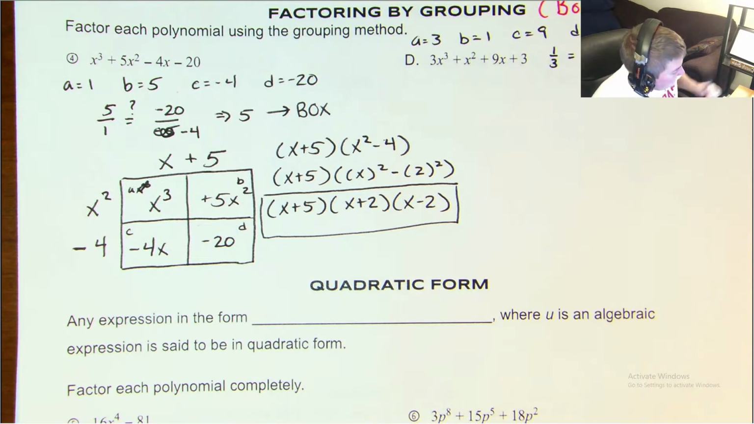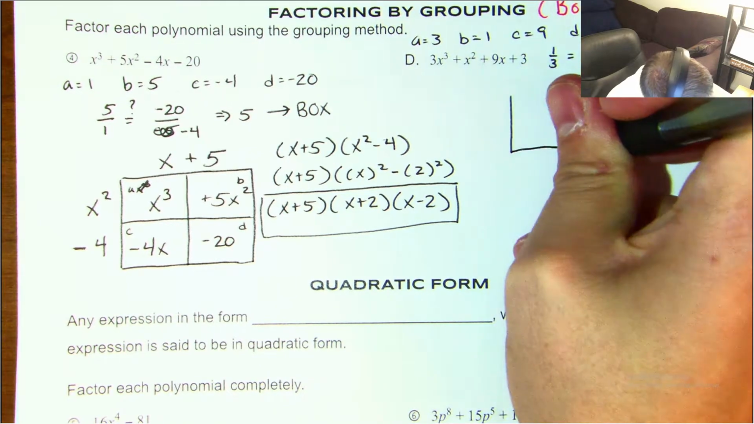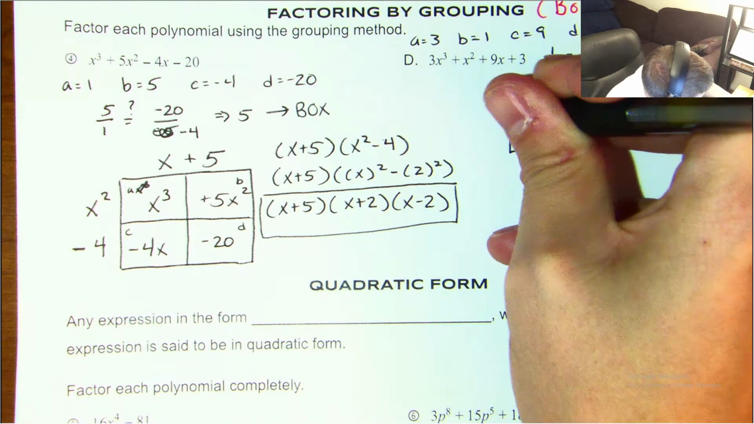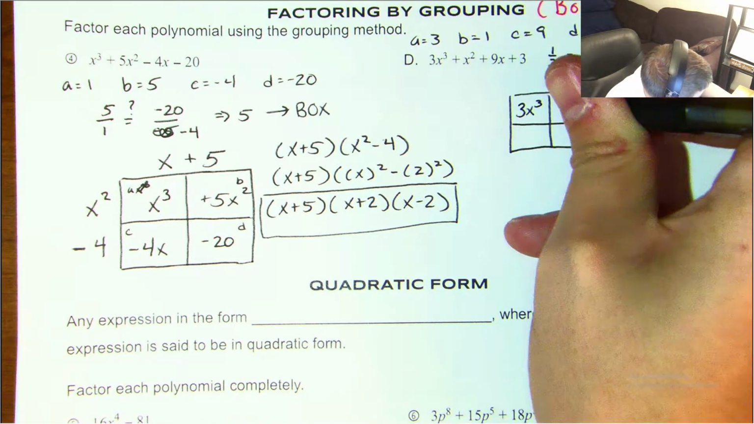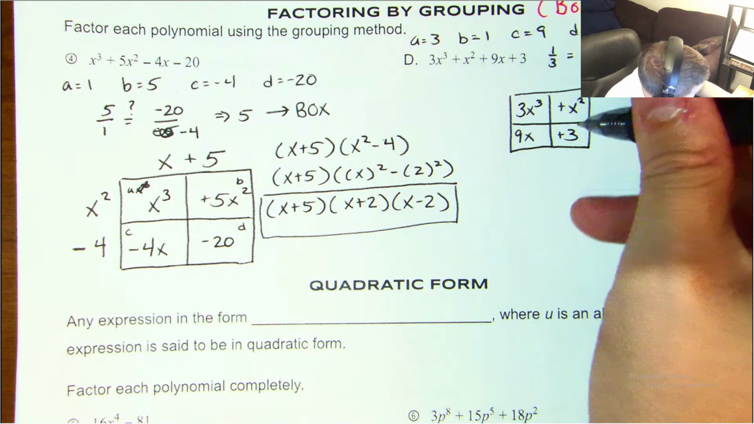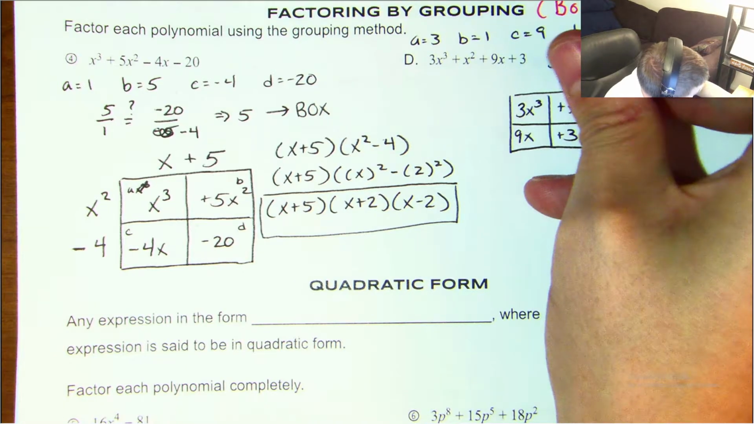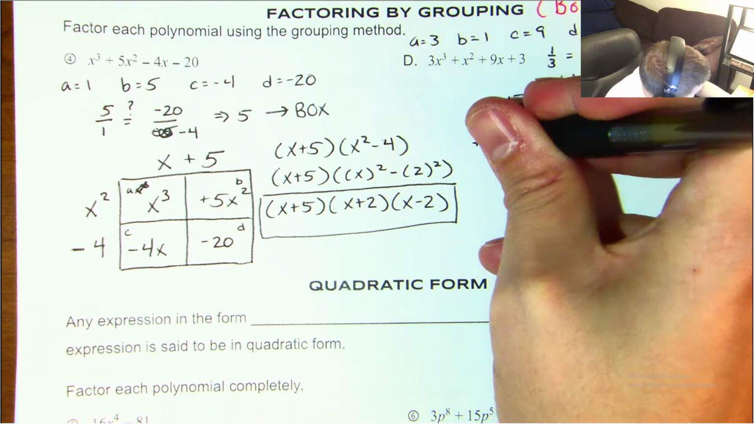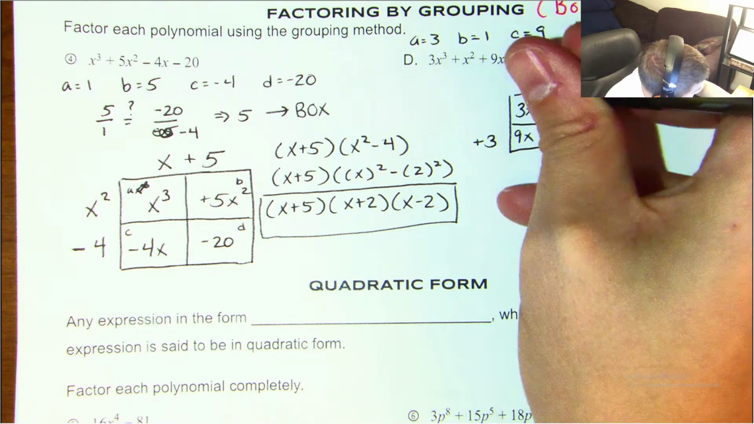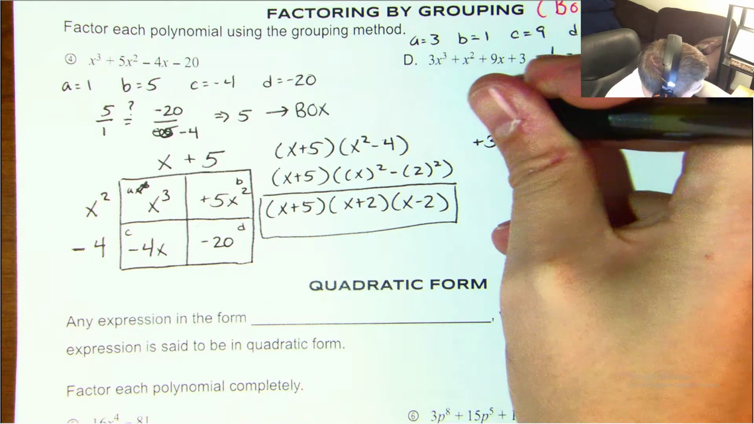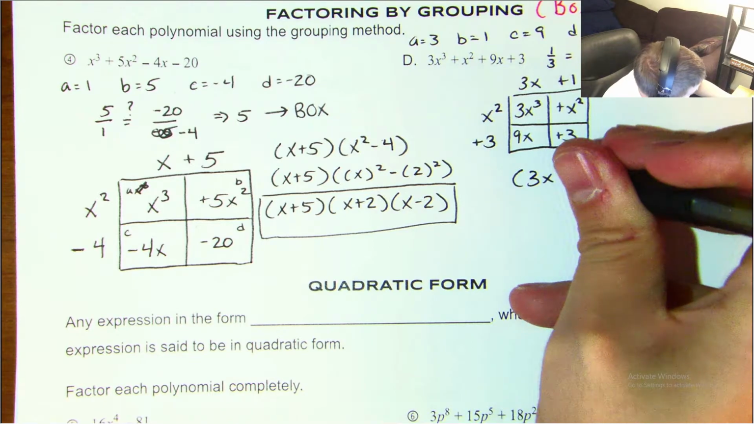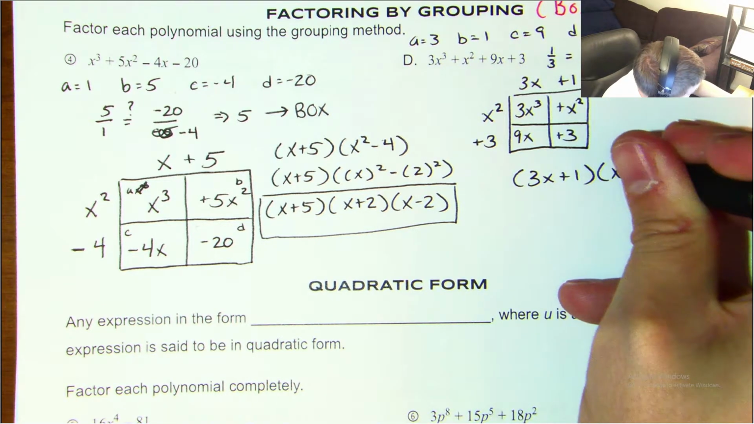Okay, so let's go ahead and use the box method. So we're going to use 3x cubed, and then x squared, then 9x, and then 3. Greatest common factor here is 1. Greatest common factor here is 3. Greatest common factor here is a 3 and an x, so 3x. Greatest common factor here is 1, but also an x squared. So then I get 3x plus 1 times x squared plus 3.